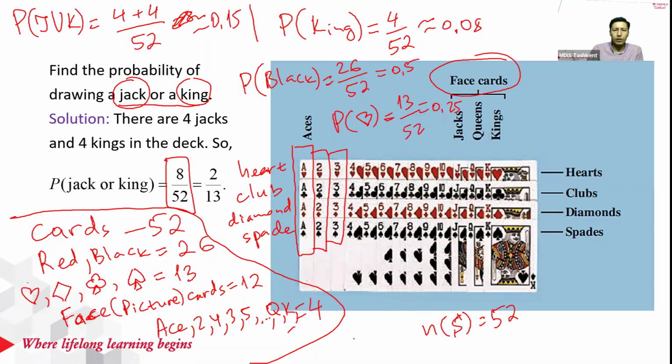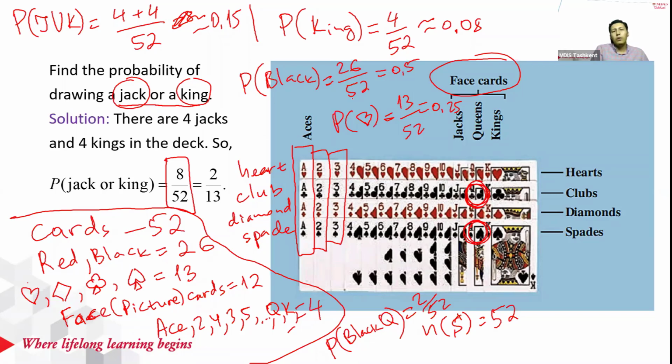Probability of choosing black queen. How many black queens? Okay, this one, queen of spades and queen of clubs. Okay, we have 2 out of 52. You have to remember these numbers. Do you have any questions about cards? Then let's move on.